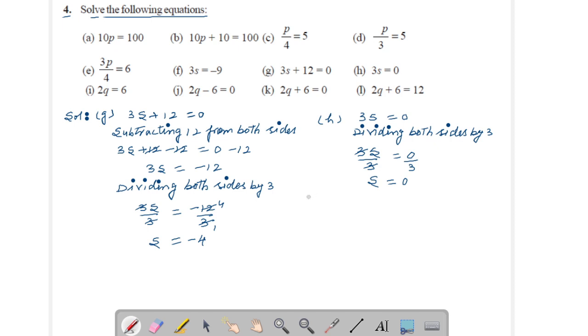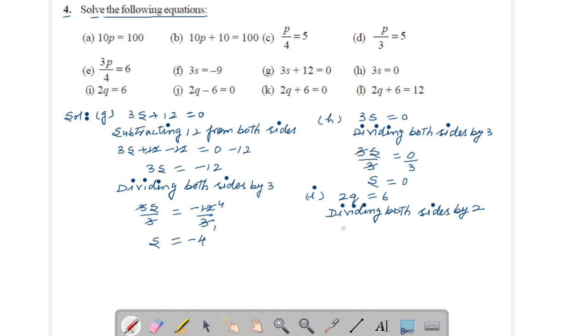Now come to I part. It is 2q equal to 6. Here you have to remove 2 from q. How will you remove this? By dividing it by 2. So dividing both sides by 2.